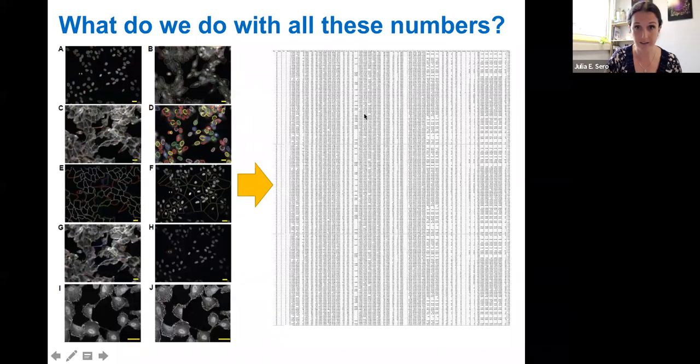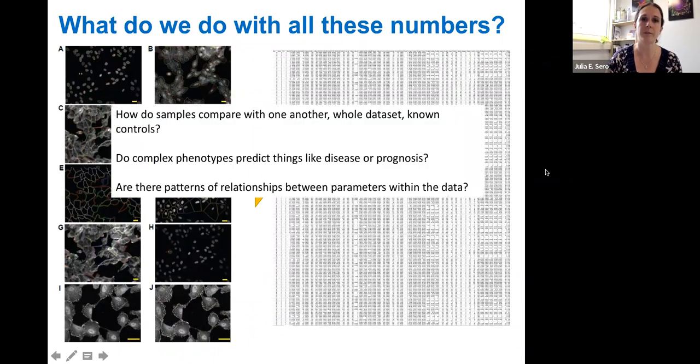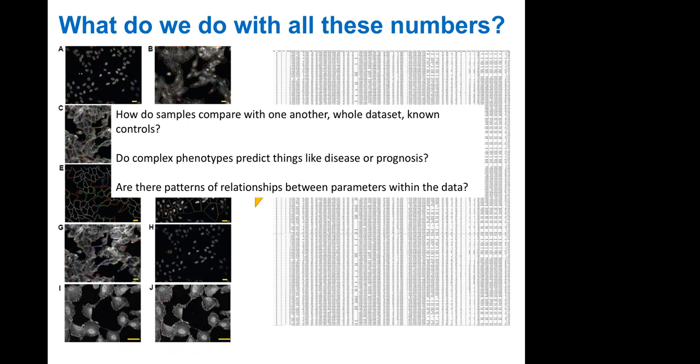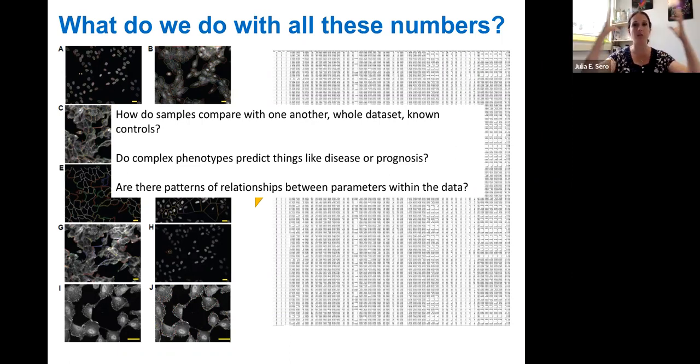So what we get out of this is very, very large text files. So what do we do with all these numbers? Well, we can do all sorts of things. It depends what you want to know. We can ask, how do samples compare with one another? How do they compare with a whole data set? We could look at how samples compare with known controls, and we could look at the population level. We could look at means. We could look at individual subpopulations. We can ask things like, do complex phenotypes predict things like a disease or a cancer prognosis?